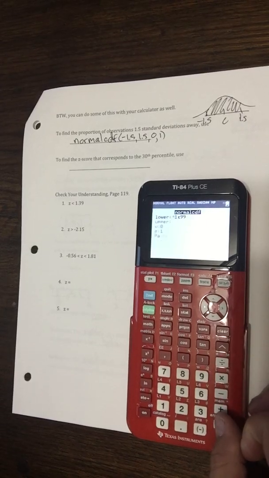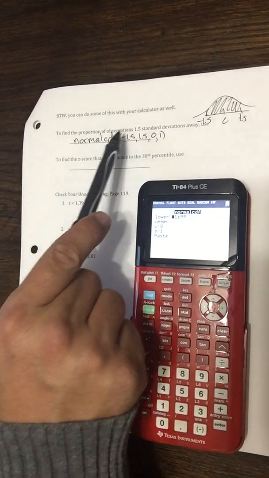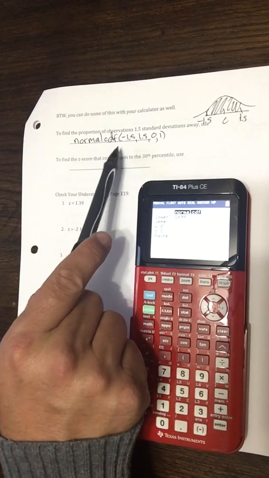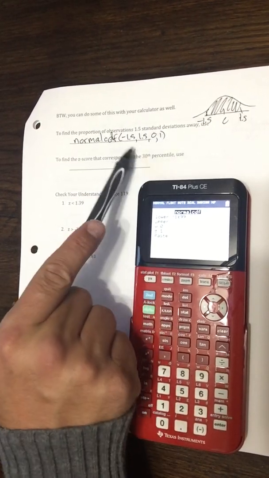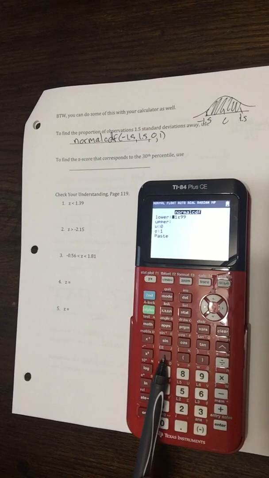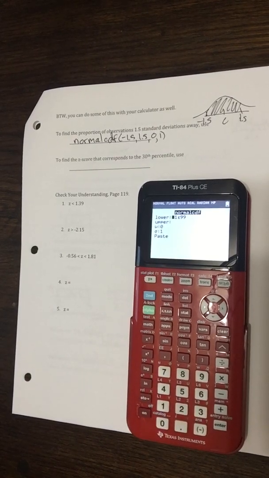Now, on some older calculators, it would just show normal CDF with open parentheses and the cursor blinking. So you have to know to type these things in with a comma. The comma is right above the 7. So if you have to do that, you should be able to get through it.